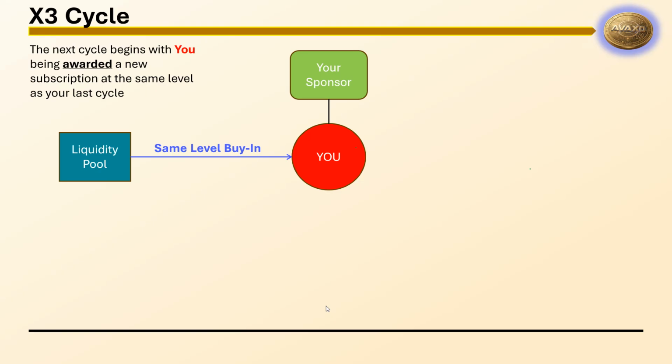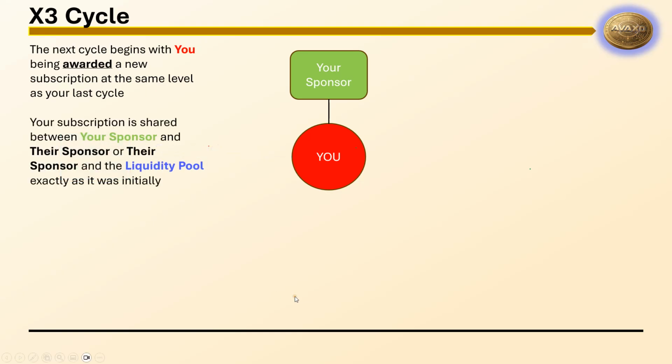You don't need to worry about it, but suffice to say that what happens to you and your sponsor is what happens to you with Abe and Ben and Cat. If you didn't understand that, watch the video back. It's only going to be a few minutes long. Watch it back. It will all make sense. So your subscription is shared either between your sponsor and their sponsor, or their sponsor and the liquidity pool, exactly as it was earlier, whether you're in Abe or Ben or Cat's position.